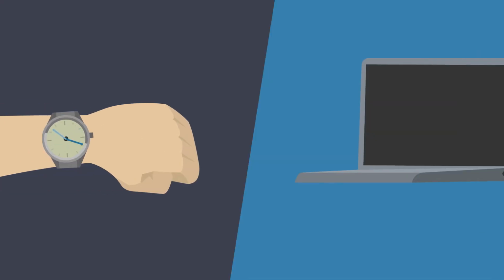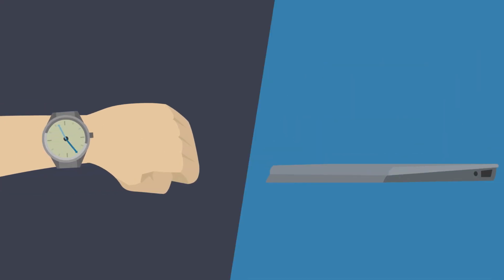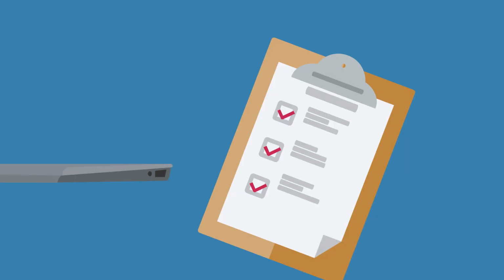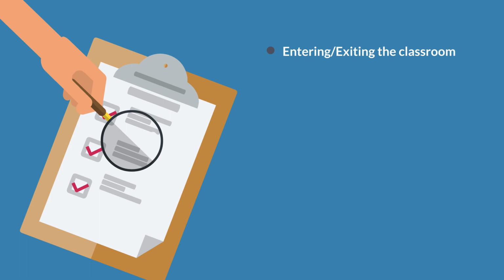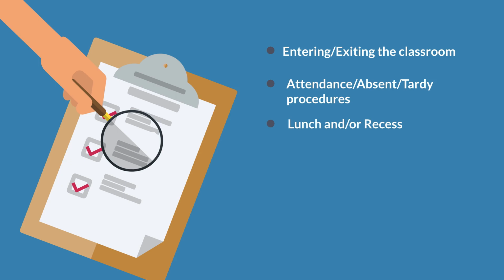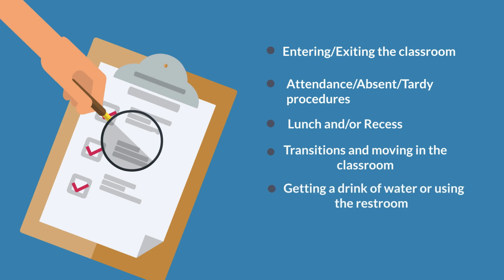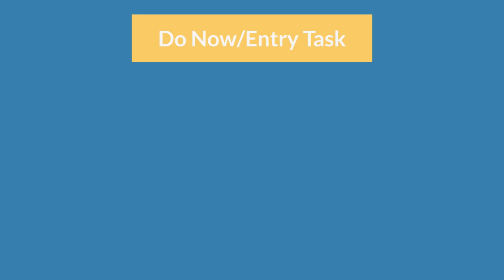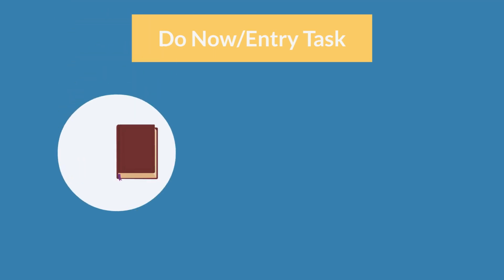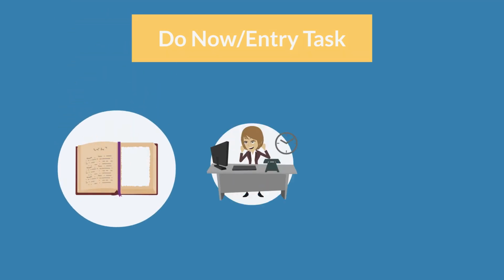Take a few moments, and stop this video if you need to, to talk with your colleagues about procedures for the following situations. Entering/exiting the classroom. Attendance/absence/tardy procedures. Lunch and/or recess. Transitions and moving in the classroom. Getting a drink of water or using the restroom. Dismissal. Do now/entry task. Finishing work early.